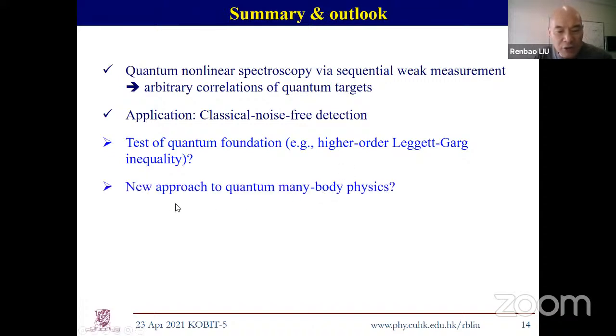Okay. And it could also provide a new approach to quantum many-body physics, because conventional spectroscopy can only detect certain kinds of correlation functions, but now we have a way to look at new kinds of correlation functions. So that will open a new window to the properties of the states in quantum many-body systems. Okay, thank you very much.